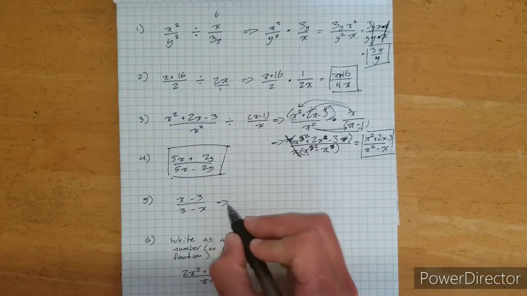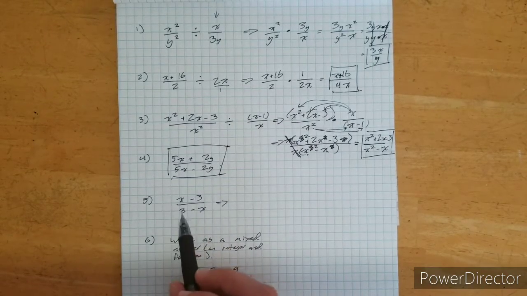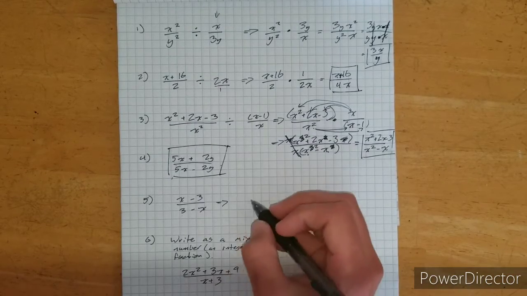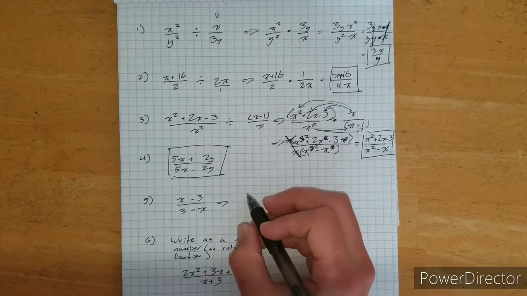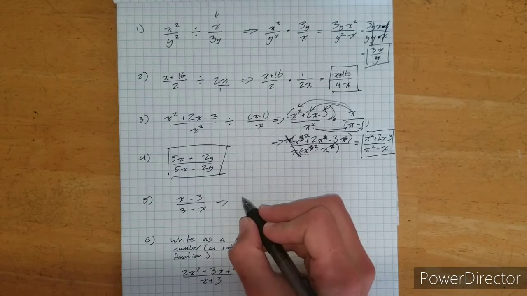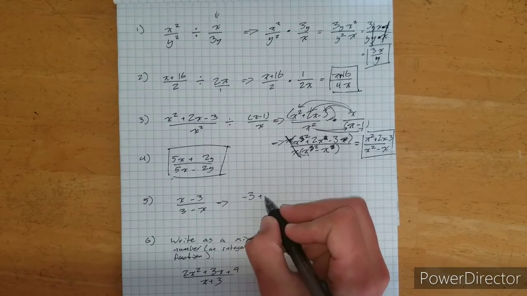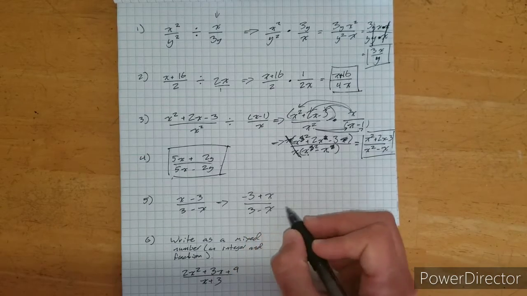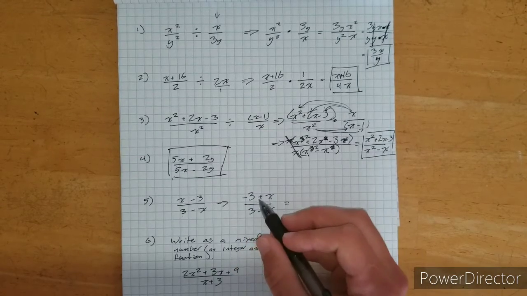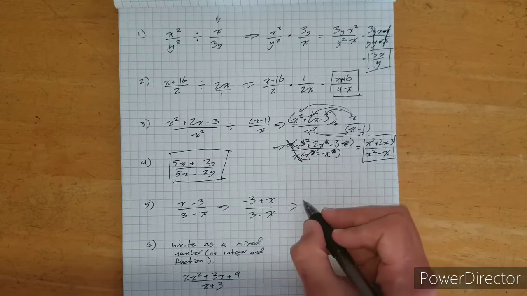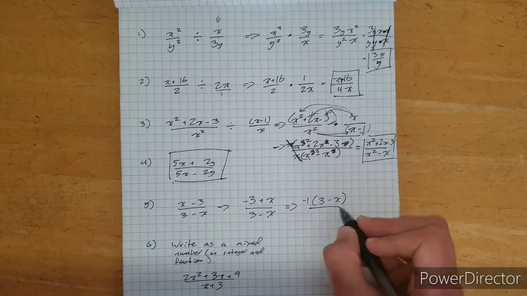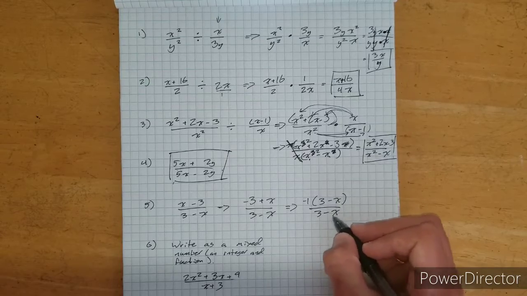This one is a little tricky because it looks like these are two completely different polynomials. But I'm going to rewrite this so that we see that they are actually very similar. So all this is -1 times 3 minus x over 3 minus x.